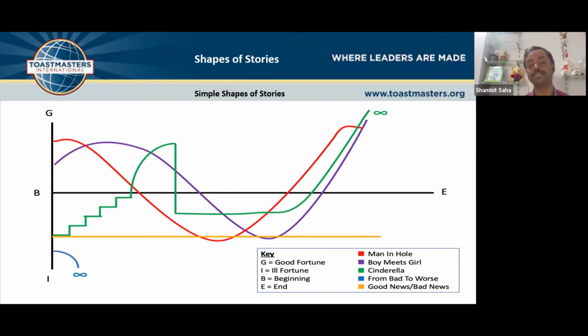Draw a graph against your story. See which graph you are following. Is this the graph that you want your story to go against? You need not write the entire story, just write your points and see where it is that they feel elated.